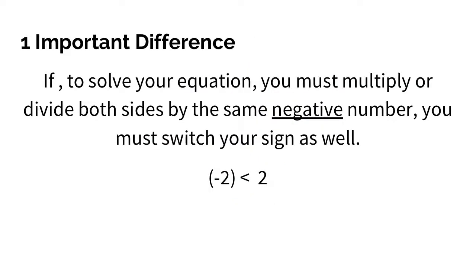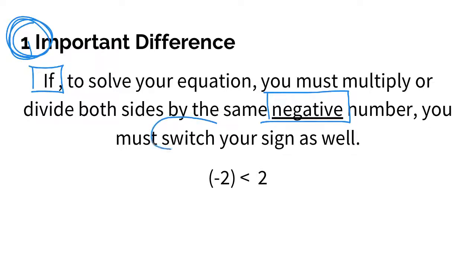At the beginning of the video, I told you that solving inequalities was pretty much exactly like solving equations, except for one difference. And here it is, one huge, important difference. If to solve your equation, you must multiply or divide both sides by the same negative number, you must switch your sign. So let's talk about why that works.